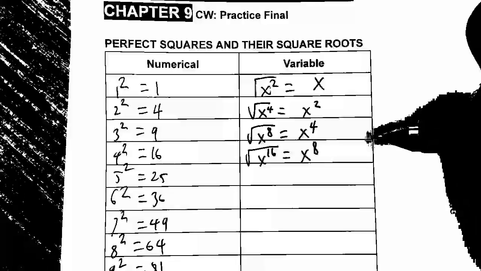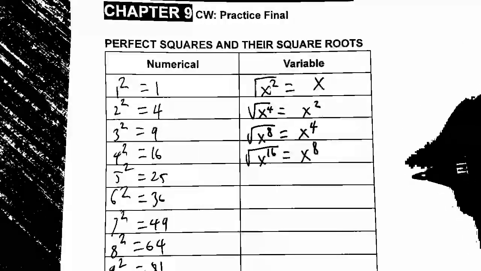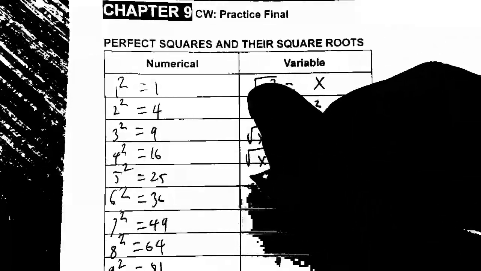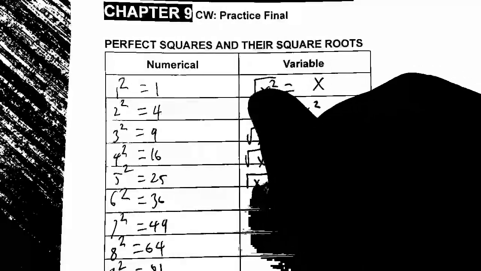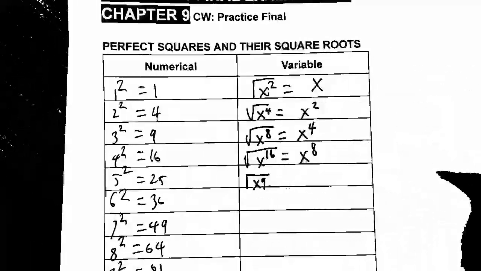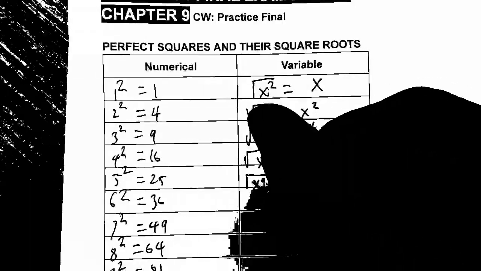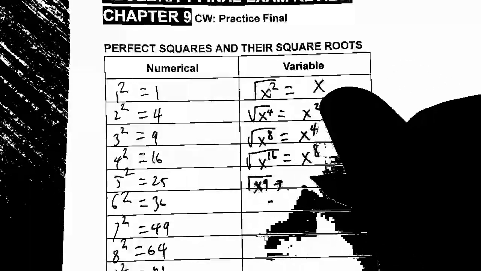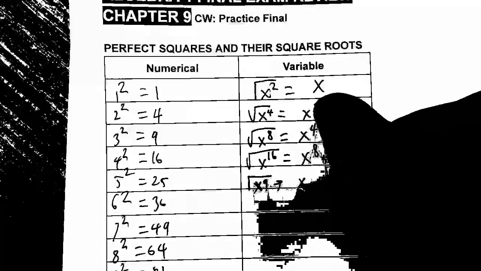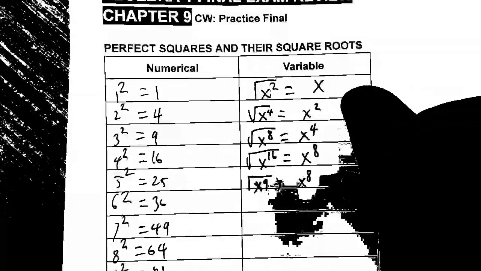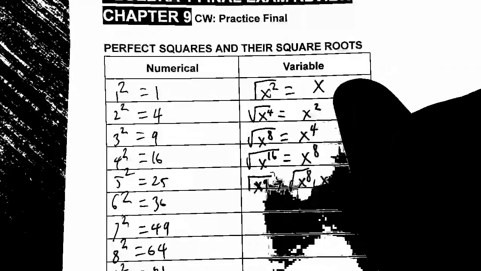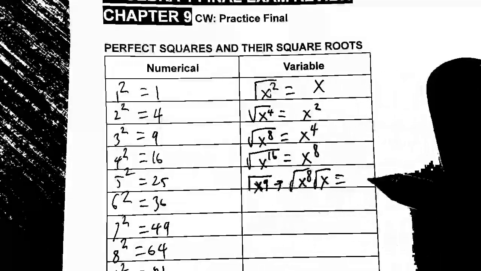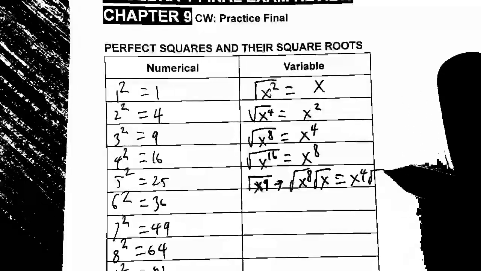So when we square root a variable with an exponent, what do we do to that exponent? We divide it by 2. If I had something like the square root of x to the 9th, how would I do that? You break it down into two parts: x to the 8th and x to the 1, just x. So root x to the 8th times root x. Root x to the 8th is just x to the 4th, so it's x to the 4th root x.